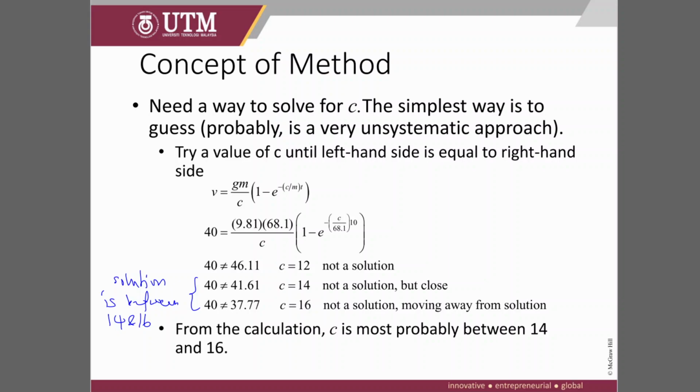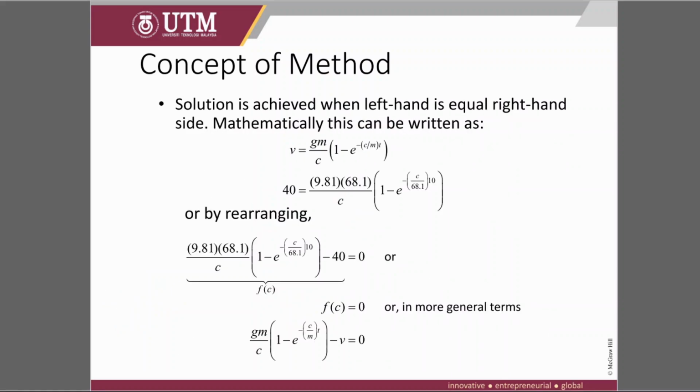What is the value of C? Okay, so remember that the requirement is that the left hand side is 40, and the right hand side must also equal 40. So if we rearrange, then this is what we get. The right hand side just now, minus 40, must equal 0. So the whole thing here is only a function of C, okay, a function of C. So we say that f(C) must equal 0.